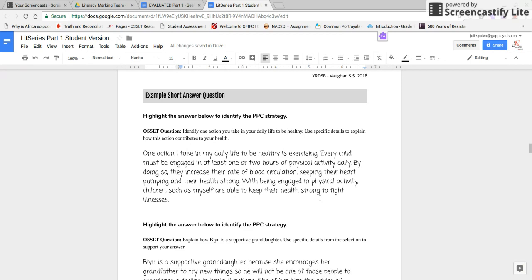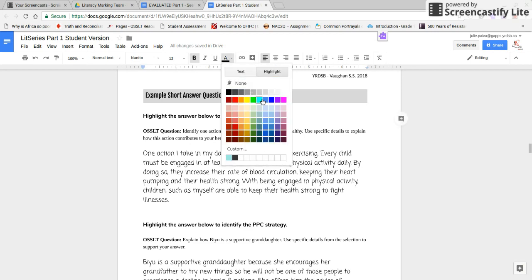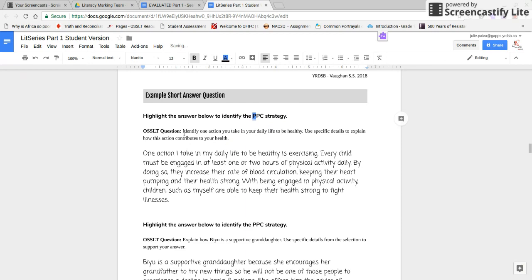And all you need to do for the test then is replicate it and you will get perfect too. All right, so PPC strategy. Remember we said we need to make a point. So identify one action. That's the point they're looking for, right? They're asking you for one action that you take in your daily life to be healthy. So if you answer that, you've got your point.